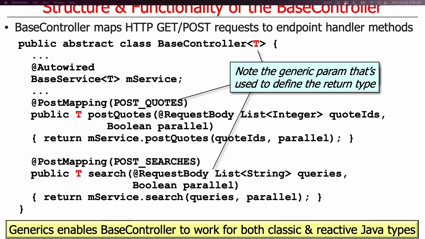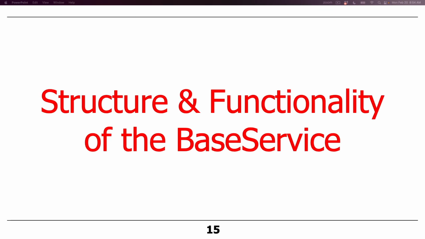Note, by the way, we have generic parameters here of type T, and that's because it allows us to use this both for classic Java types like list of Quote, as well as reactive types like Flux of Quote or Observable of Quote. We'll talk about reactive types in an upcoming lesson not too far from now.